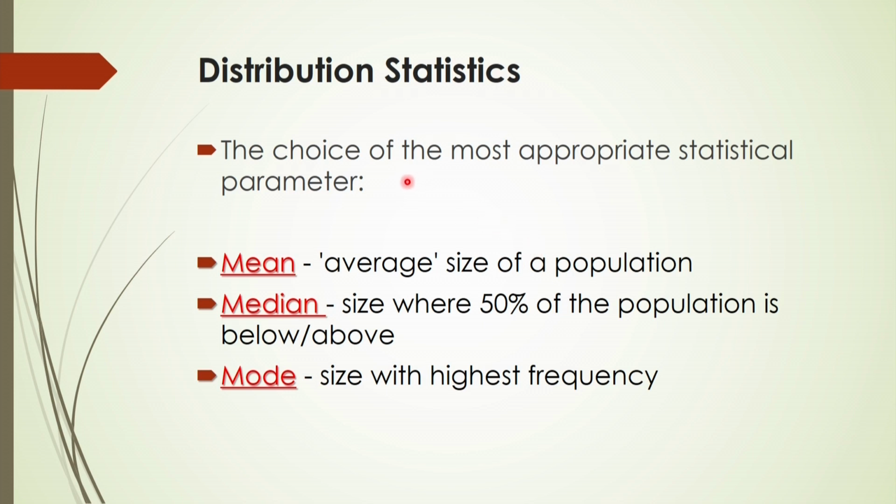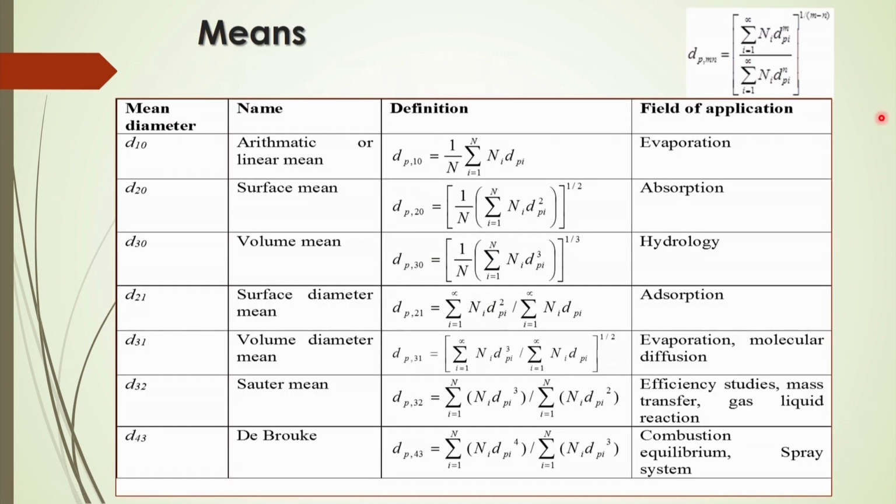So, this statistical parameter for the size distribution you have to analyze by mean, median and mode. These are the most important statistical parameters. There are some other statistical parameters, but these three are mostly used for fluidization purpose. Now, what is the mean of different particles that is being used for fluidization, that you have to know. What is the definition of the means here? You will see mean diameter you can define in different ways.